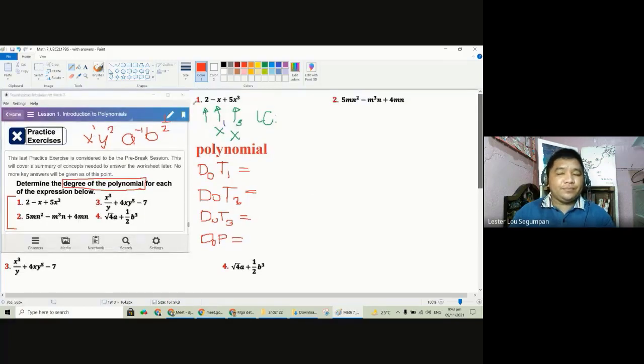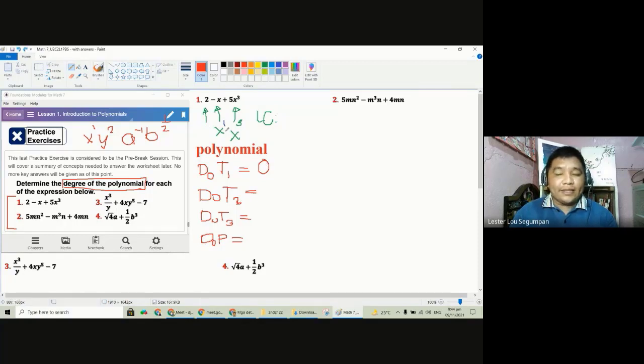Let's look at the first term. The first term doesn't have any literal coefficient. It's a constant. Hence, we have no exponent for the literal coefficient for the first term. This would mean that the degree of the first term, being a constant, is 0. That is the exponent of the variable, or there is no literal coefficient there. And if there is, you could say x to the power of 0, because x to the power of 0 is 1. 1 times 2, it's still 2. That's why it's 0 here.